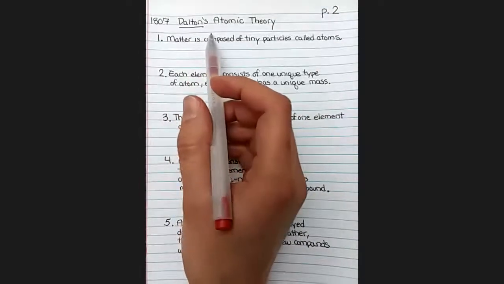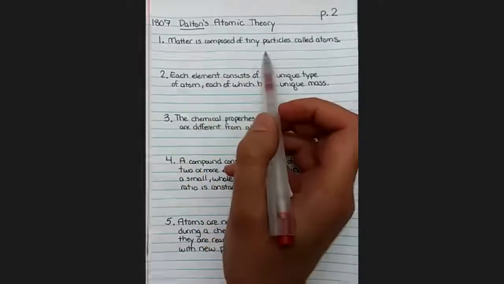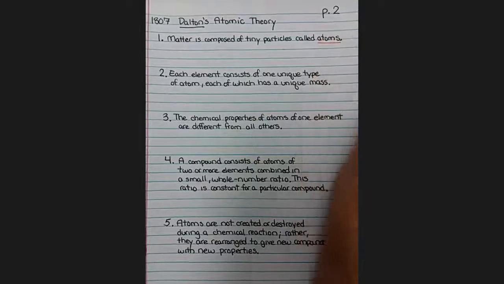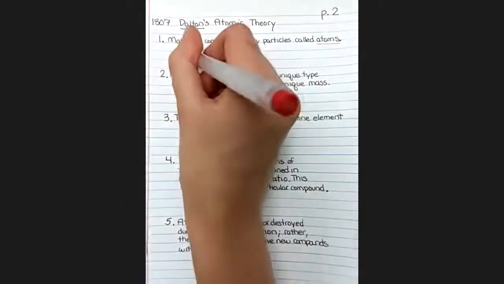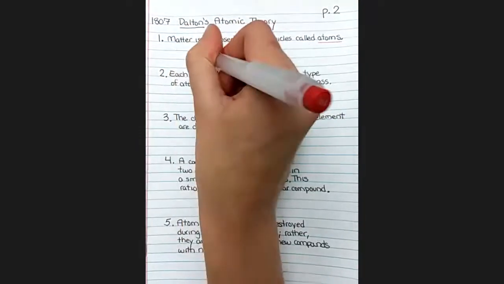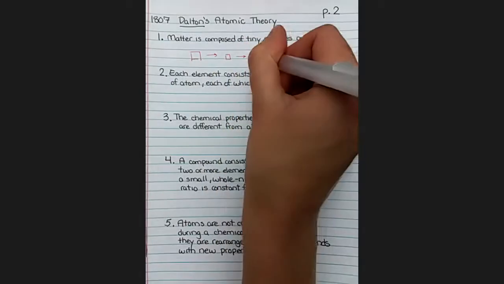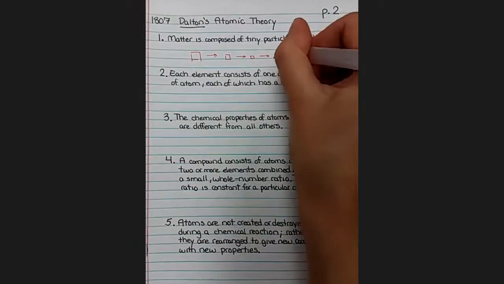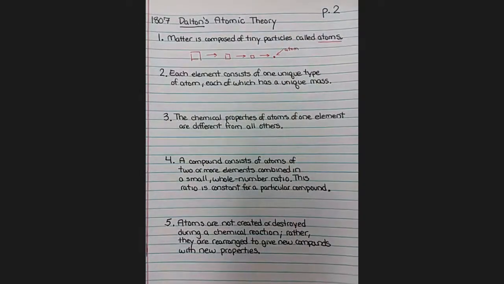So Dalton's atomic theory has 5 important parts. The first part says matter is composed of tiny particles called atoms. So this is based on the hypothesis from the Greek philosophers, and it's still true. So if you take something and you break it and you break it and you break it into smaller and smaller pieces, eventually you will reach a smallest size particle. And when you reach the smallest size, that's going to be called an atom.